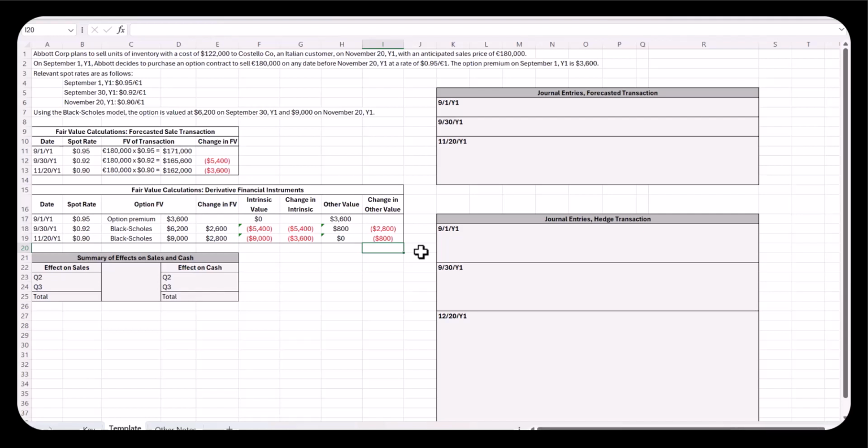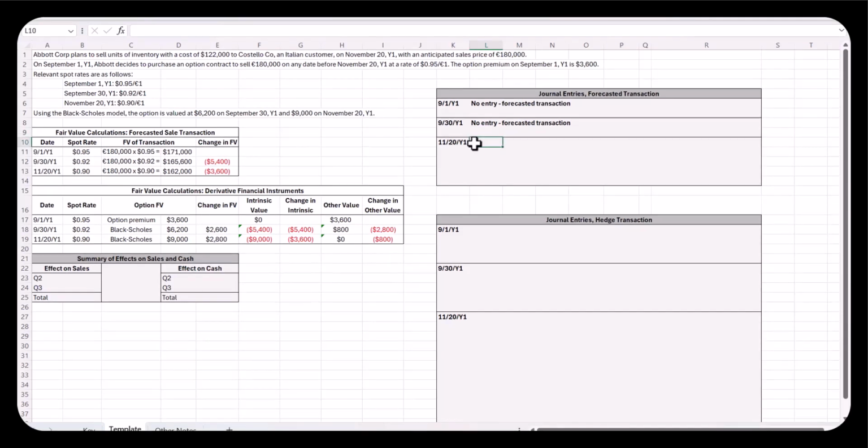So the first thing we're going to do is the journal entries for the forecasted transaction itself. Now remember, this is a forecasted transaction that's not going to happen until 11/20. So on 9/1, there's no entry related to the transaction because it's a forecasted transaction. And same thing on September 30th. There's no entry because this is a forecasted transaction. We're not marking the transaction to market because it's not a firm commitment. It actually hasn't happened. There's nothing firm to mark to market at this point. So there's no entry related to the actual transaction on September 1st or September 30th.